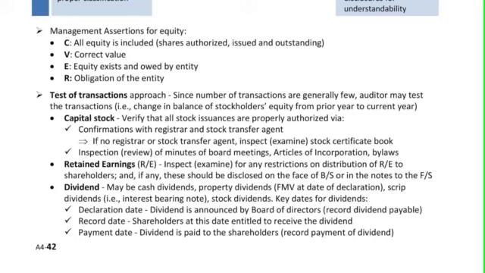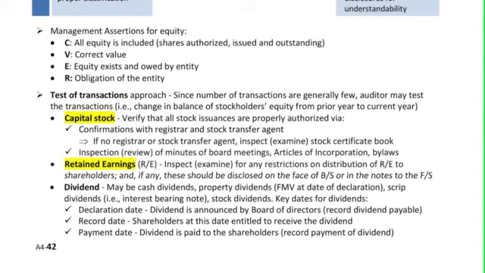Now, when we're looking at equity, we're looking at capital stock. So, you're looking at capital stock, APIC, then retained earnings, and you're bothered about dividend. Now, when you're looking at dividend, declaration date. Now, this is the date when the board of directors commit to the dividend. It becomes a liability as of this date.